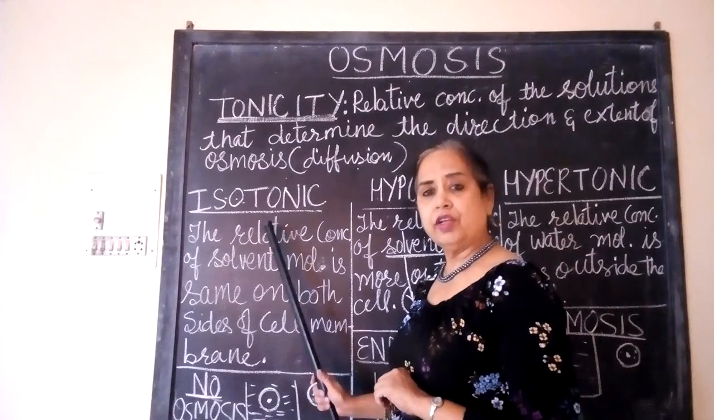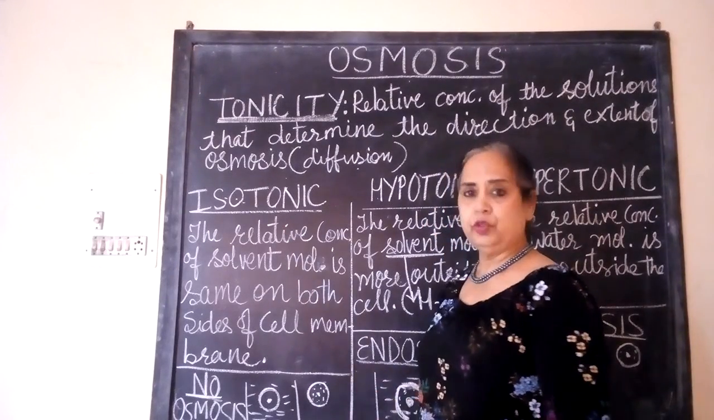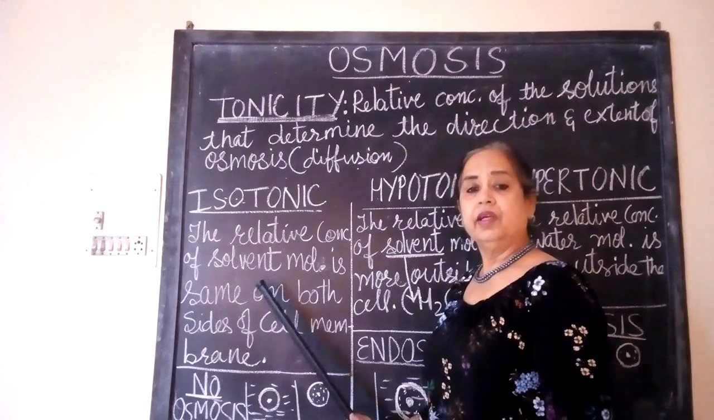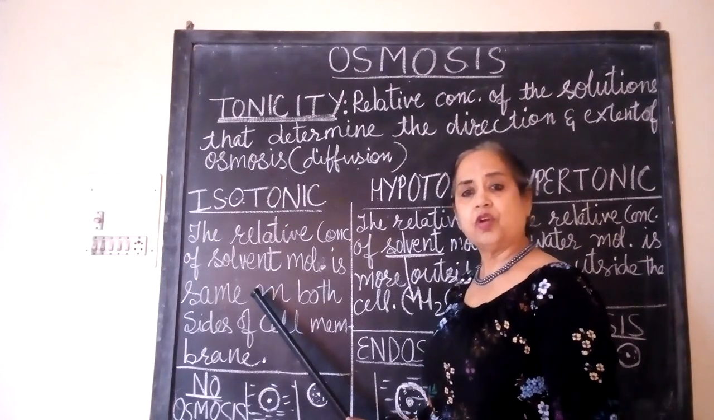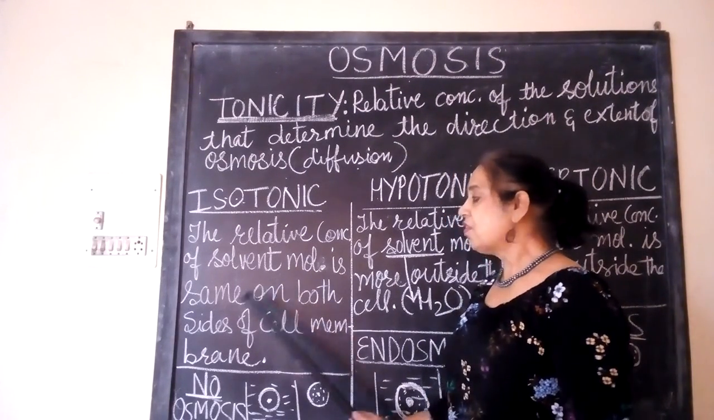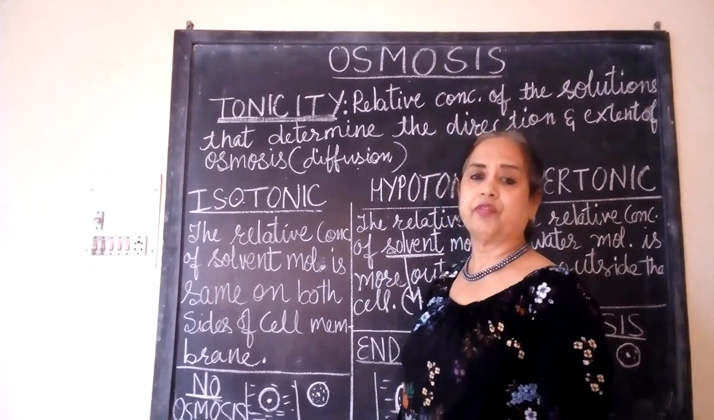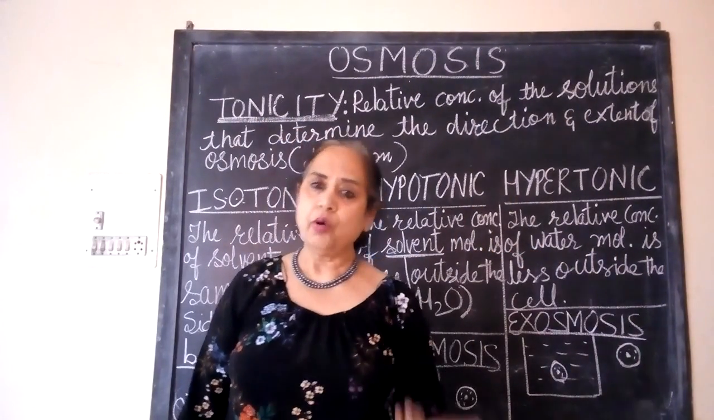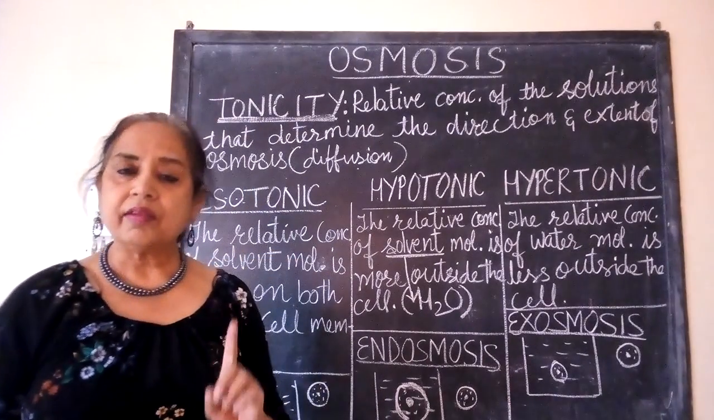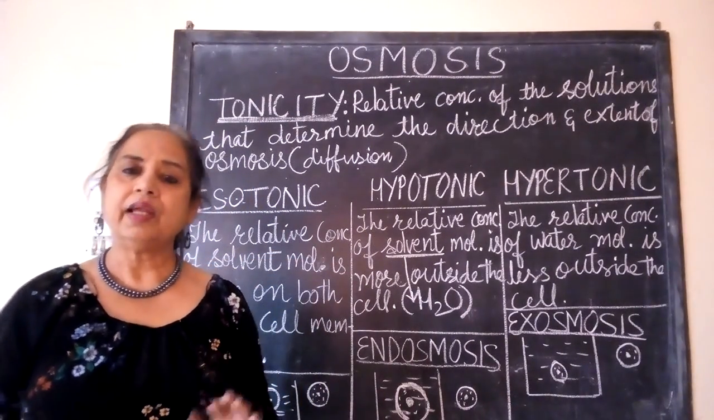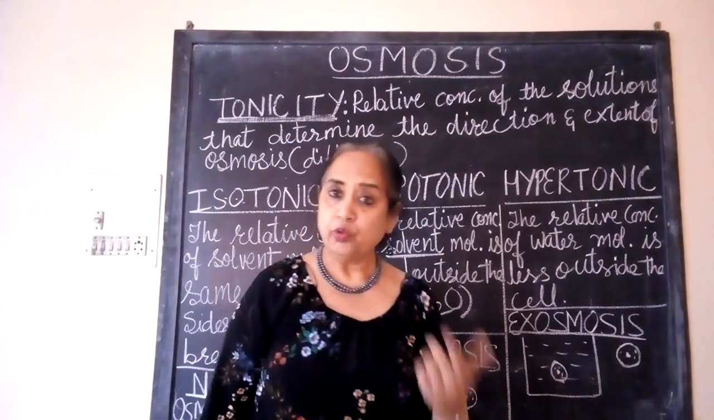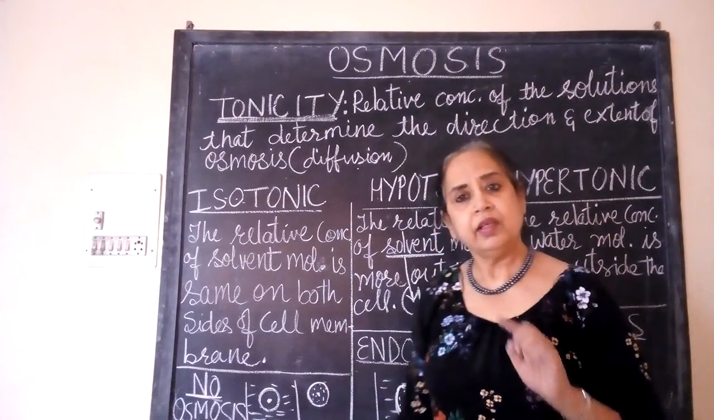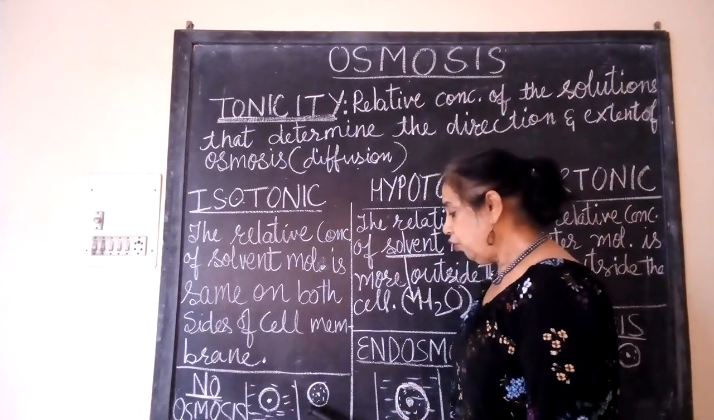So, an isotonic solution is that solution in which the relative concentration of solvent molecules, and here you have to remember solvent is always water, is the same on both sides of the cell membrane, inside the cell and outside the cell. The concentration of the solution is the same. That is, water outside the cell is in the same concentration as water inside the cell. So now what will happen?